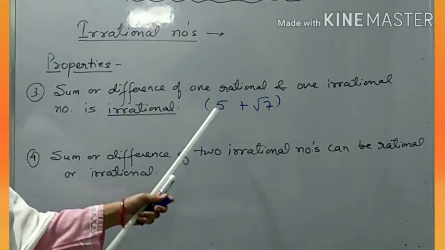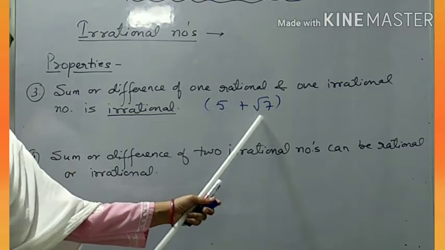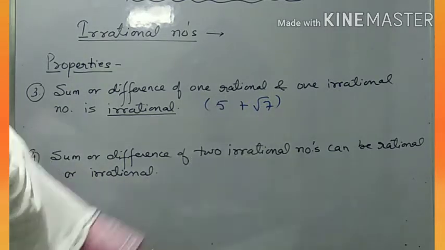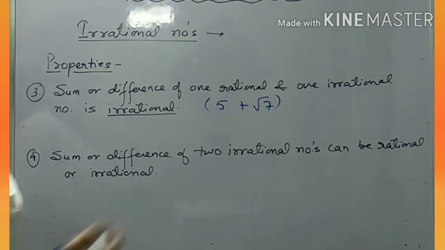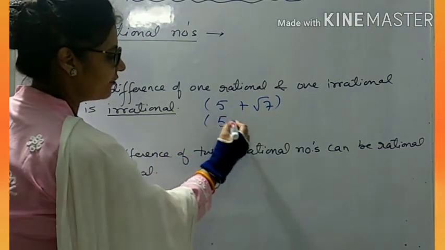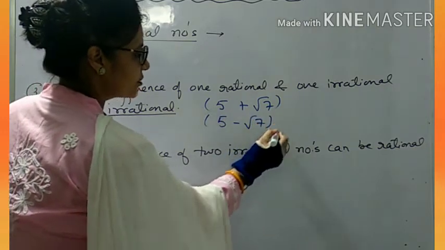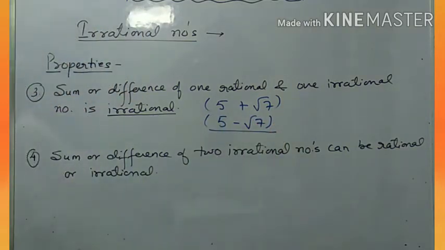And what about this? Here 5 is rational, root 7 is irrational. And what is their sum? Their sum is an irrational number. And if we take the difference of these two numbers, the difference will be 5 minus root 7. Again this number will be an irrational number.